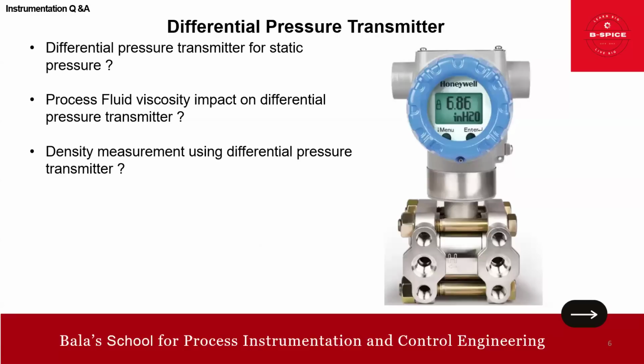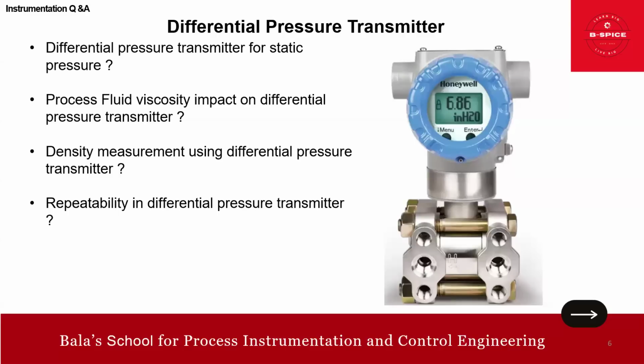Okay. Then again, one more point. How about density? Density measurement using a differential pressure transmitter. A differential pressure transmitter can be used to measure density. No doubt in that. How? By measuring the pressure difference over a known height in the fluid column. So the density can be calculated from the measured pressure difference divided by the height and the acceleration due to gravity. So these are the things.